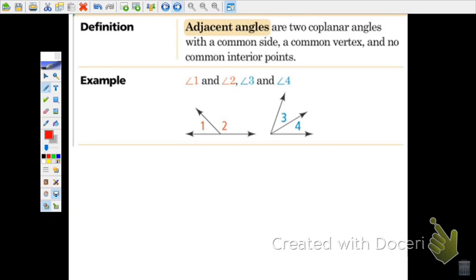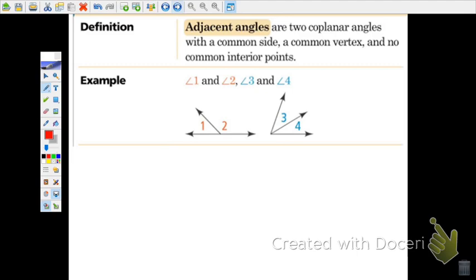So the first pair that we are going to talk about, if you flip open that angle relationships, okay, we have adjacent angles. When you write down definitions, you should not be writing them word for word. Read the definition, put it into words that make sense to you. So we're talking about adjacent angles. That word adjacent means next to. So when we're talking about adjacent angles, we're talking about angles that are next to each other.